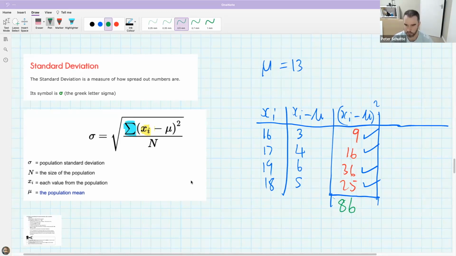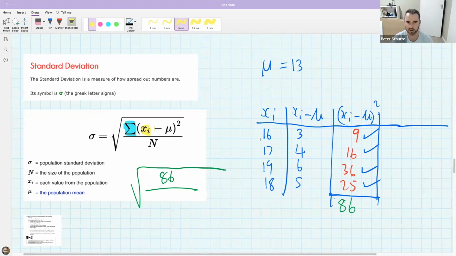Okay, so far, what have we done? We've got a sum of 86. Now, if we look at this formula, we now have to divide by n. What do you think n is going to be in this scenario? So n is the number of items in the data set, and n is going to be 4. Yes, exactly. So we go divided by 4.